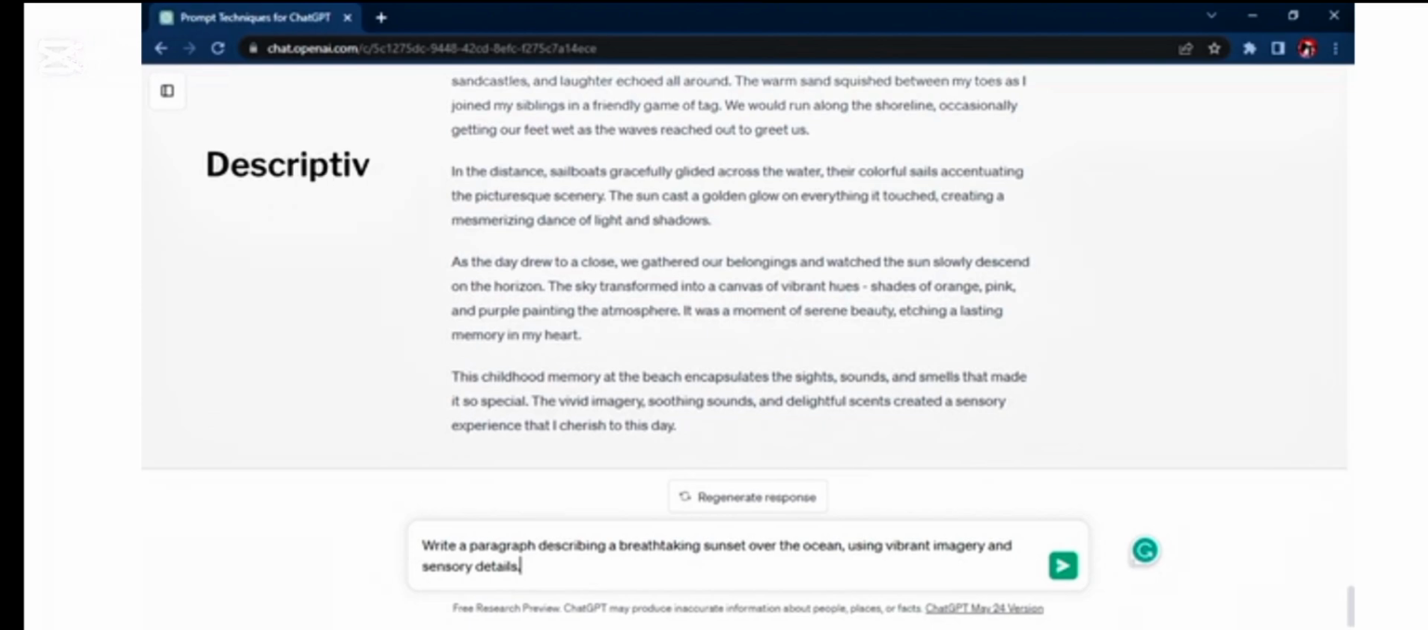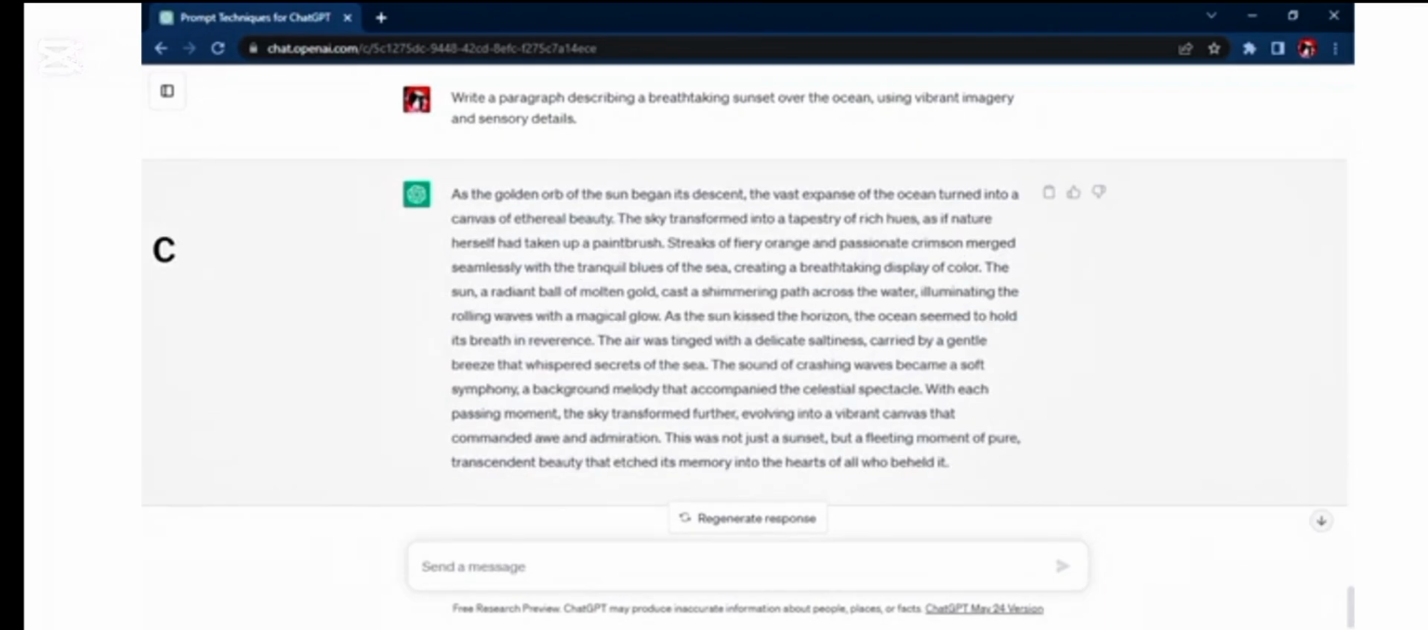This prompt encourages ChatGPT to employ descriptive language to vividly depict a breathtaking sunset over the ocean. By specifying vibrant imagery and sensory details, such as the colors, sounds, and scents, the prompt prompts ChatGPT to engage the reader's senses and create a vivid mental picture.